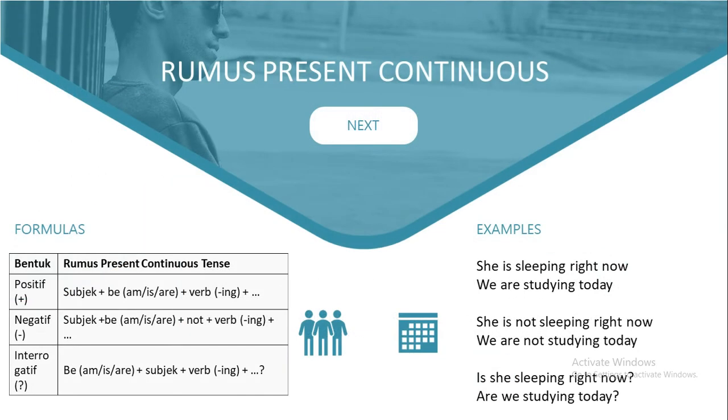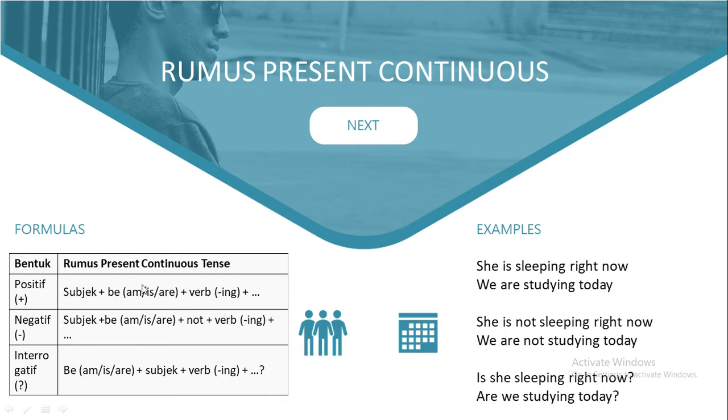Next, here is the formula for present continuous tense. As usual, we have three basic forms: the positive form, the negative form, and the interrogative form. If you want to make a general statement, you use the positive form. If you want to deny something, you use the negative form, and if you want to ask a question, you use the interrogative form.